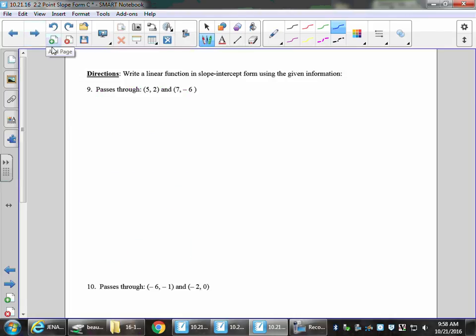Work on 9 on your own. Start to finish, number 9. What are you forced to do first? There's only one thing you can do with 2 points. What is it? What's the only thing you can do with 2 points? Calculate slope. Calculate the slope. Change in y, change in x. Yep.